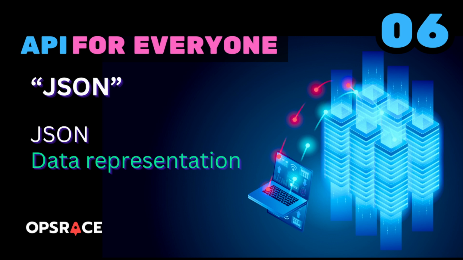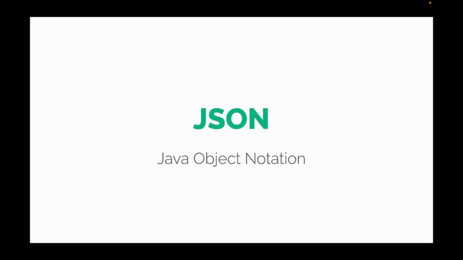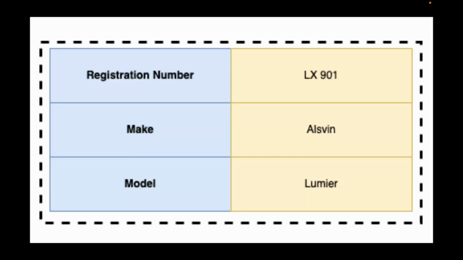In today's session, we'll look at JavaScript Object Notation. This is the technique that JavaScript uses to represent information. So let's look at some information. This is basically information about a car, and this is complex information.